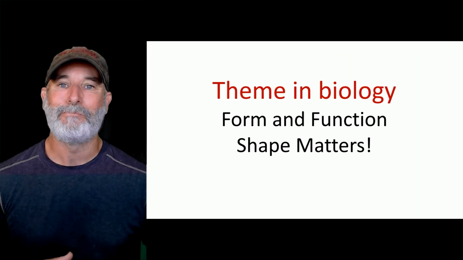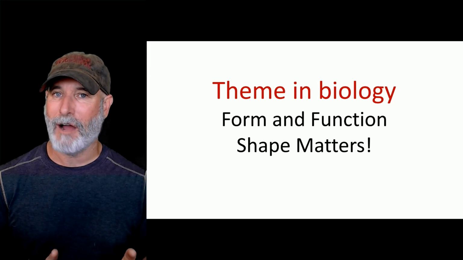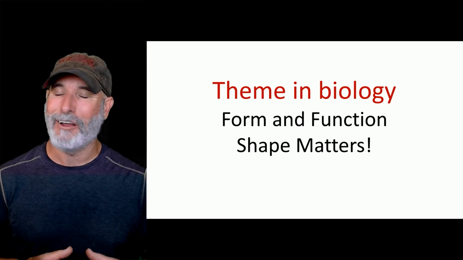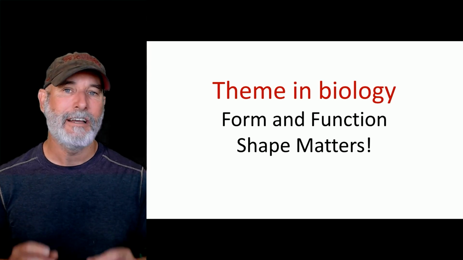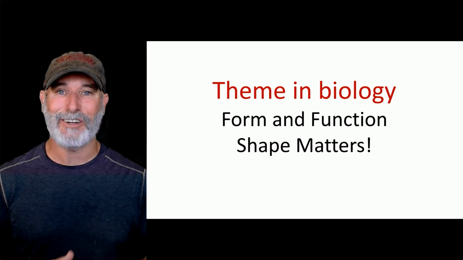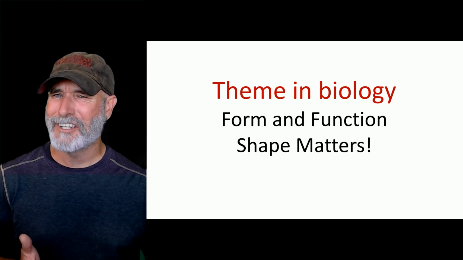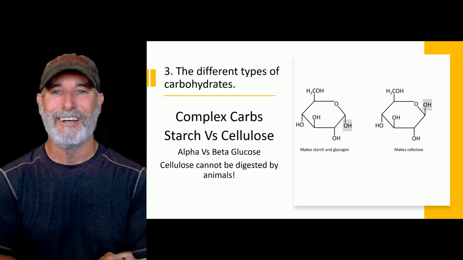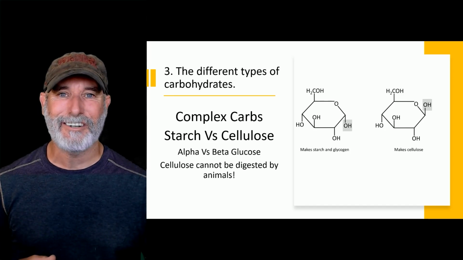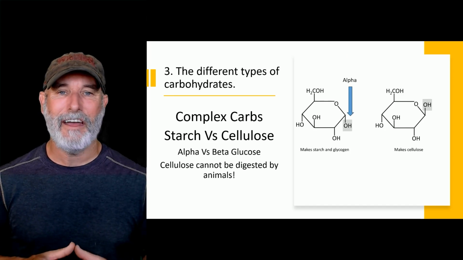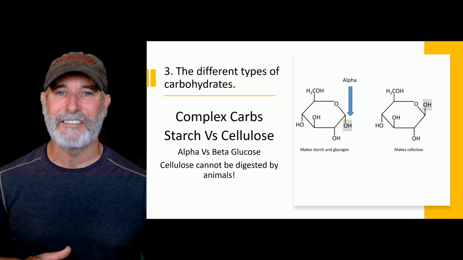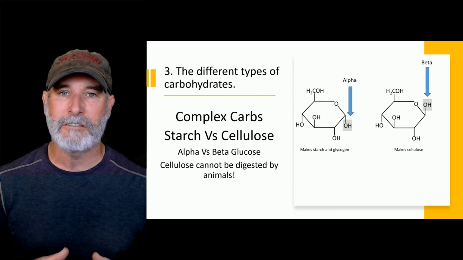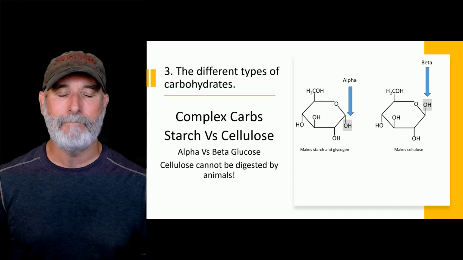All right, now, a very important theme in biology: form and function. Shape matters. We've got starch, glycogen, and cellulose. Glycogen and starch can be broken down, but cellulose cannot. But they're all made up of glucose. What's the difference? Alpha versus beta glucose. If you look over here on your right, you will see that the hydroxyl group, that OH, is in the down position, and on the other one, it's in the up position. And that is the difference between an alpha glucose and a beta glucose.